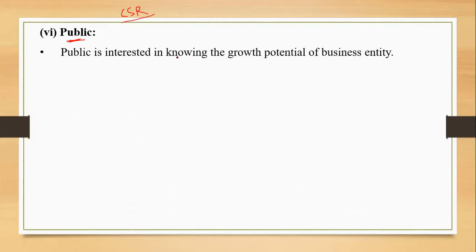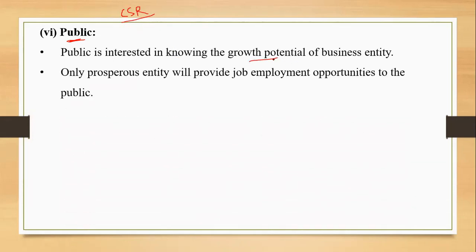Next is the public. Why is public interested in knowing the financial statements, in knowing the accounting information? It is basically to know whether the company has been doing some CSR activity, that is corporate social responsibility, are they fulfilling it or not? Apart from that, are they creating some job opportunities or not? That is the objective of the public to know. They're also interested to know the growth potential of the business entity.